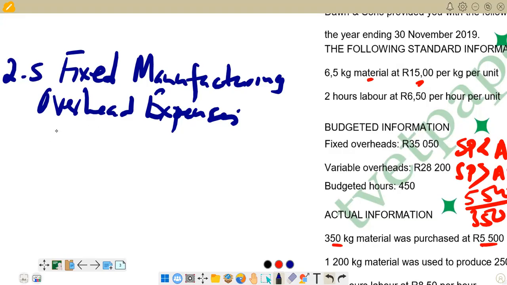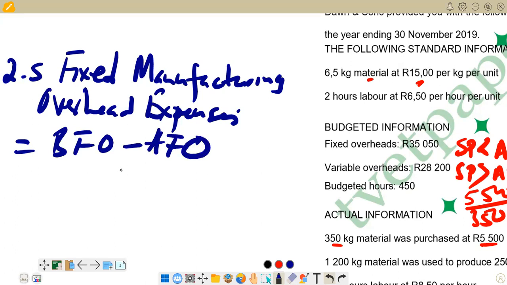What we have in terms of fixed manufacturing overhead. The formula is equal to budgeted fixed overheads minus actual fixed overheads. So we come here and see that we've got our budgeted fixed overheads. We are having the budgeted information here. So this is our budgeted fixed overheads, 35,050. And then we subtract our actual fixed overheads.